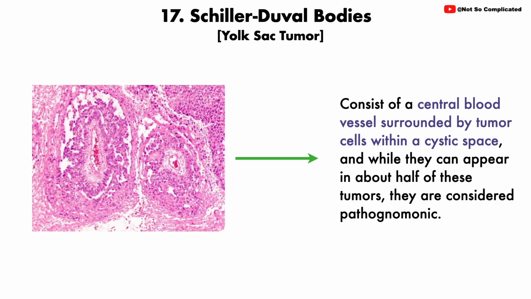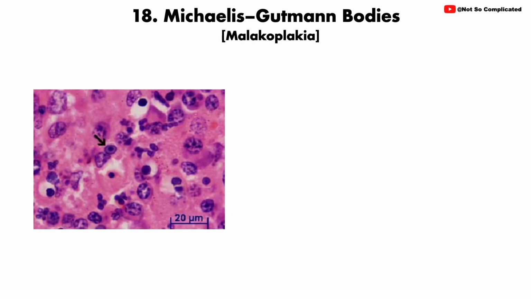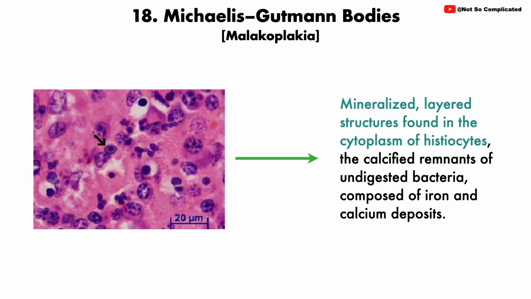And the 18th and last one for today's session is Michaelis-Gutmann bodies. It is seen in malakoplakia, and this is how they look. This is a magnification of 20 micrometers. And these are actually mineralized layered structures found in the cytoplasm of histiocytes, all right? So the calcified remnants of undigested bacteria composed of iron and calcium deposits. So this is how Michaelis-Gutmann bodies form.